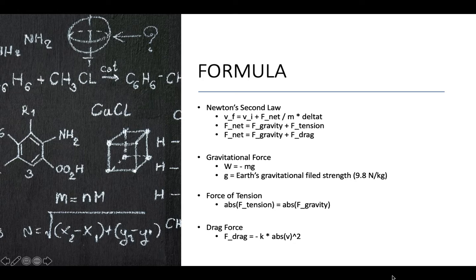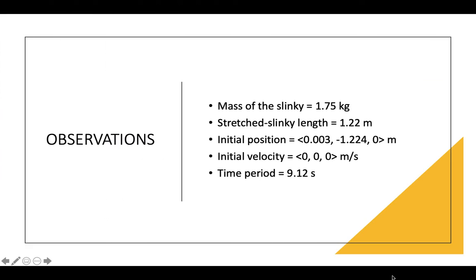The gravitational force is equal to minus mg, and for the force of tension, we assume the magnitude of the tension force is equal to the magnitude of the gravitational force when the Slinky is at rest. And the drag force is equal to minus k times v squared.